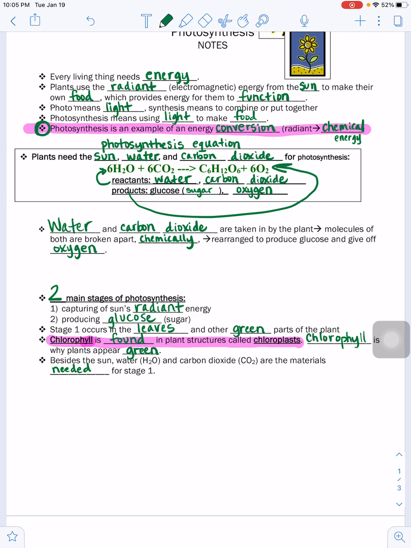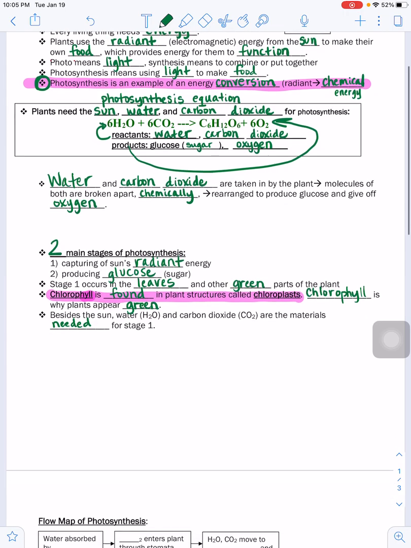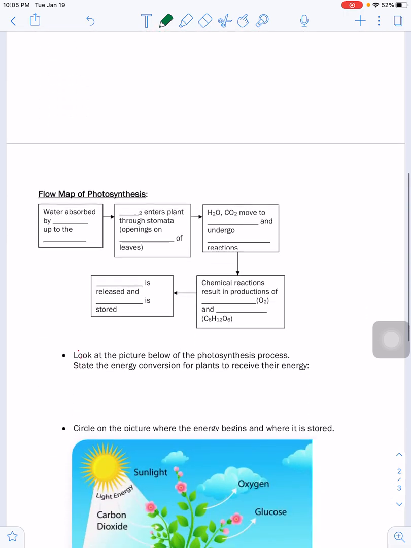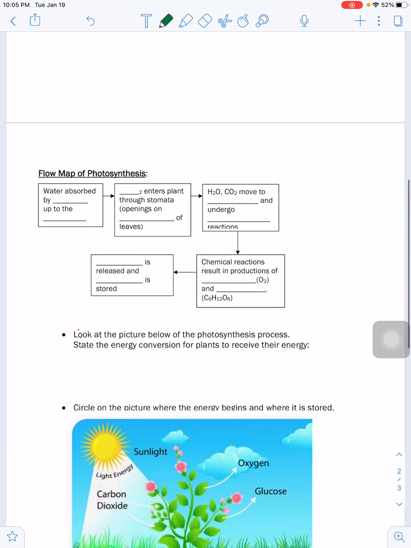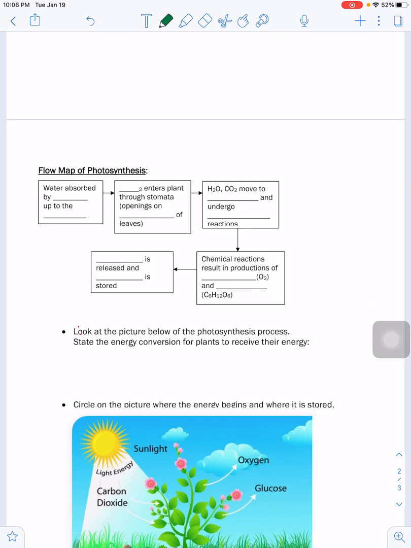Another way to describe what's going on in photosynthesis is by these flow maps. So let's fill in the flow map boxes. What's going to happen is water is absorbed. Well, what is going to absorb water in a plant? Water is absorbed by the roots. So we're just going to put roots up to the leaves. Water gets into the plant by the roots, goes up to the leaves. CO2.